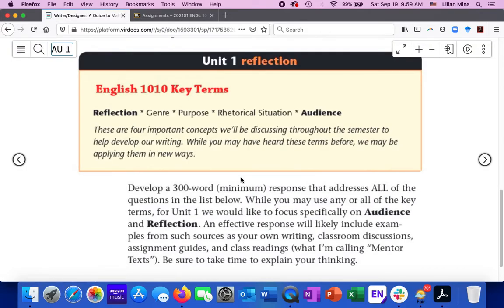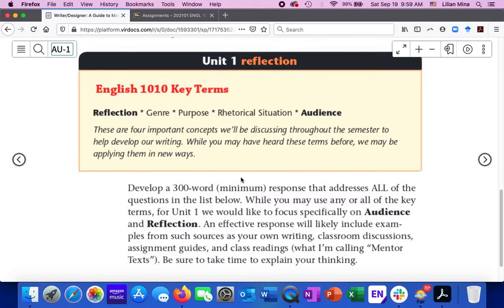Now, let's go over the assignment. I'm going to read it, I'm going to explain what it means, and then this is it. You will write your reflection. So, in our course, we have specific key terms and key concepts that we focus on throughout the semester. These concepts or key terms are meant to help develop your writing, help you become a more intentional and more reflective writer as you make your way throughout the course.